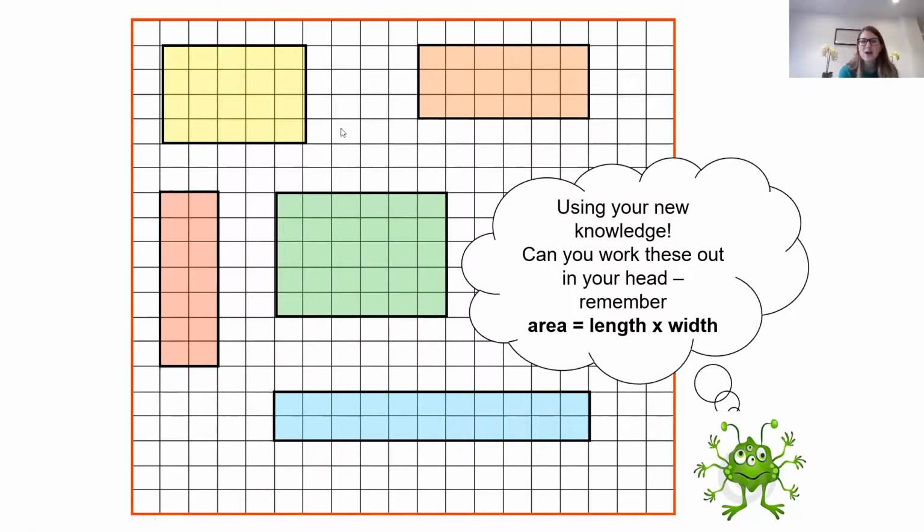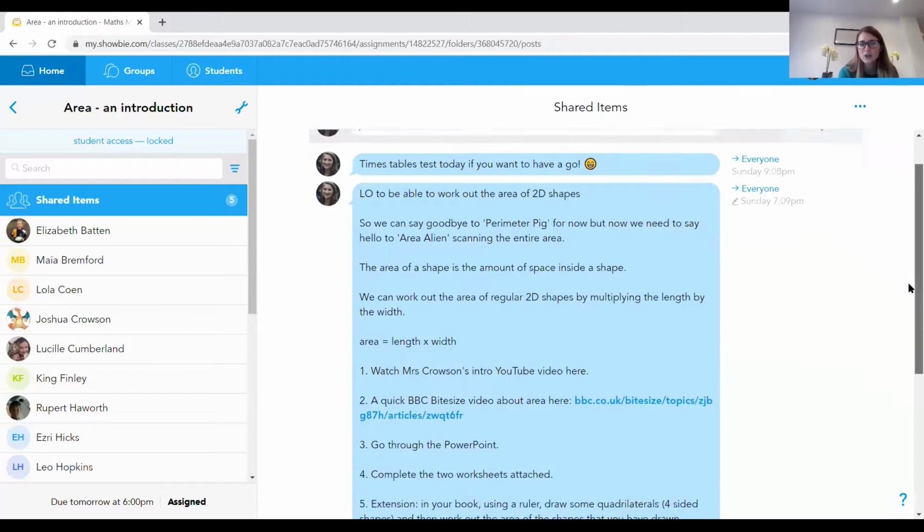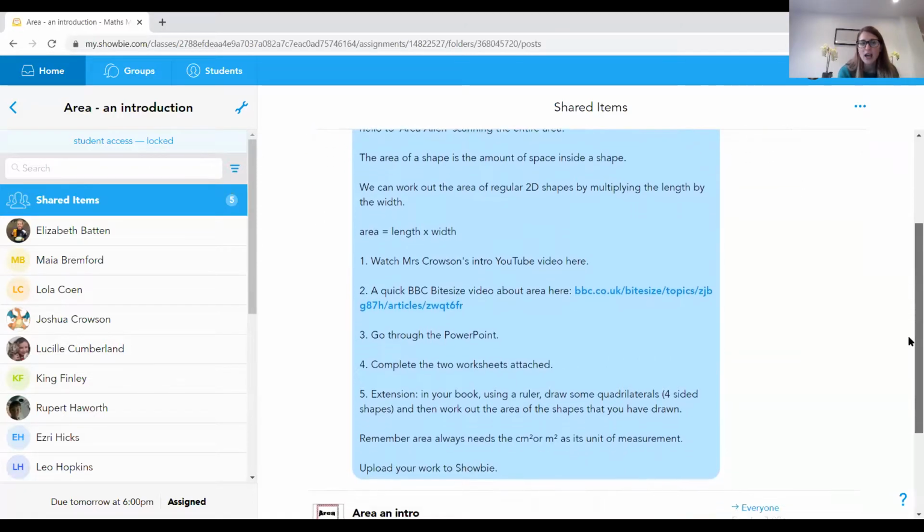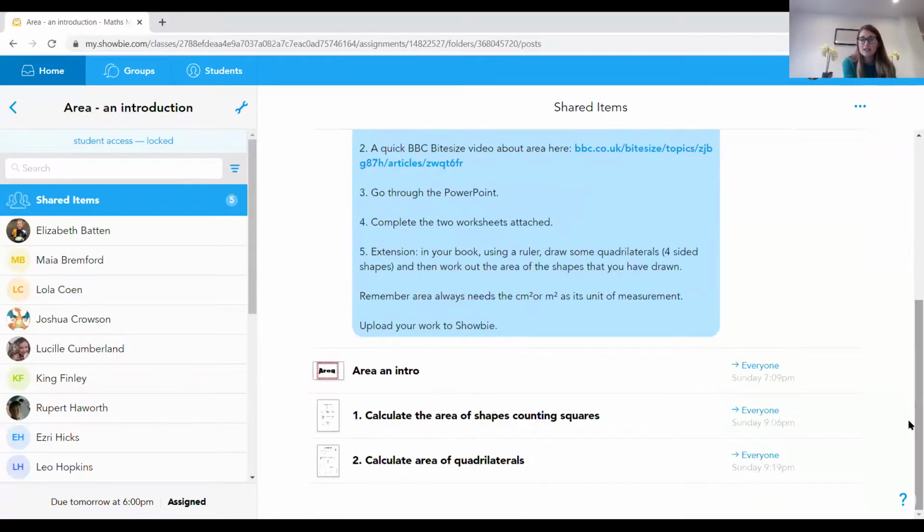I'm going to stop sharing my screen, but that's something for you to have a look at on the PowerPoint. And then on Showbie, there's two worksheets to do. I think I put 2 on. So on Showbie, we've got the worksheet which is calculating the area of shapes with counting the squares first, so you get an idea of that, and then calculating the area of the quadrilaterals.